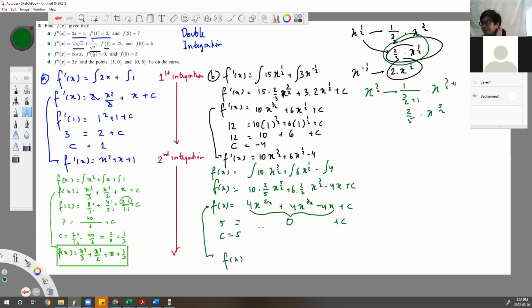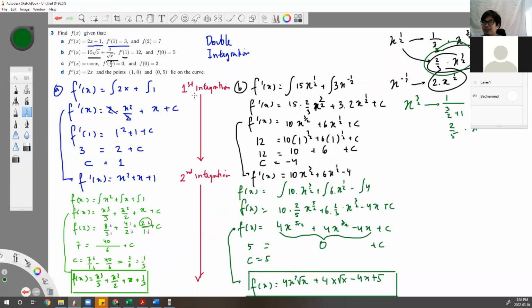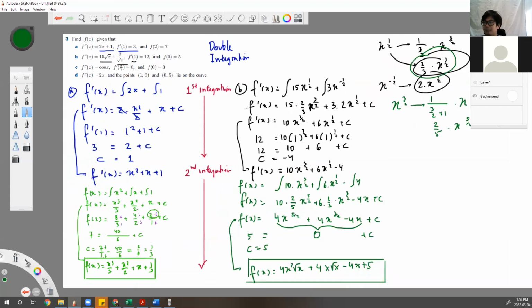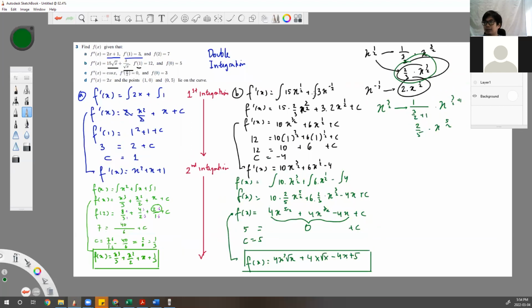Right? So you find C1 and C2. C for the first integration, C for the second integration. Or I can just write x squared square root x, right? 5 over 2 is 2.5, plus 3 over 2 is 1.5, plus 5. There you go. Done. That's for B. How about C? It's the same. How about D? It's also the same. Okay.